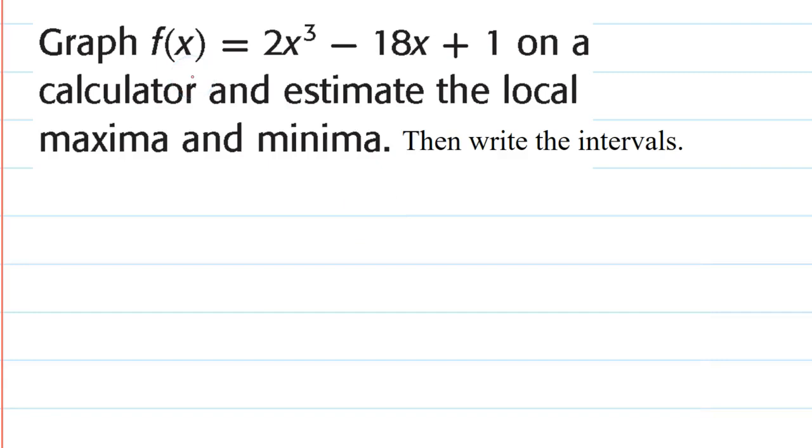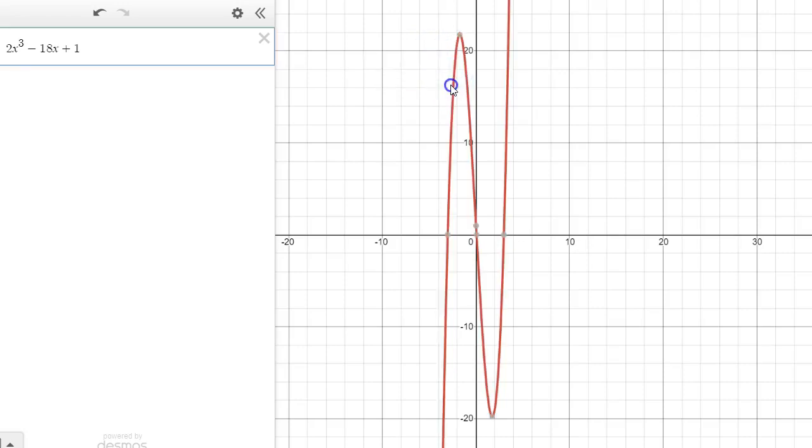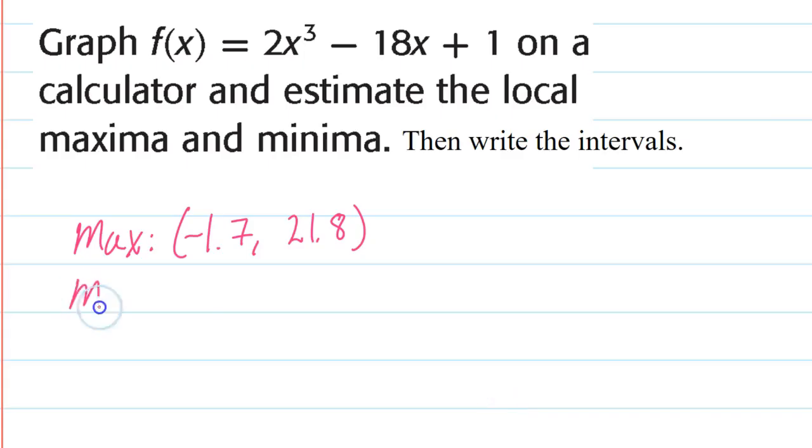So here I have graph f of x is equal to 2x cubed minus 18x plus 1. We're going to have to do it on a calculator. I don't expect you to do it by hand. They want us to estimate the local max and min and then write the intervals. So if we go over to our Desmos, it's actually very convenient because if we click on the graph, they'll show us the local maximum. Our local maximum is right there at negative 1.7, 21.8. And our local minimum is down here at positive 1.7, negative 19.8. So those would be our max and min.